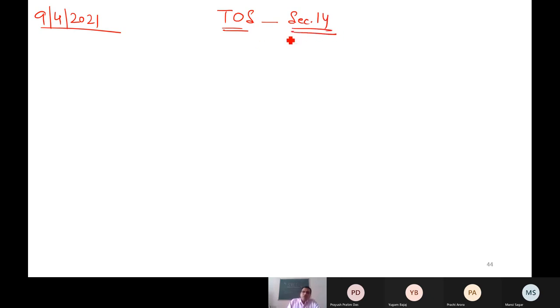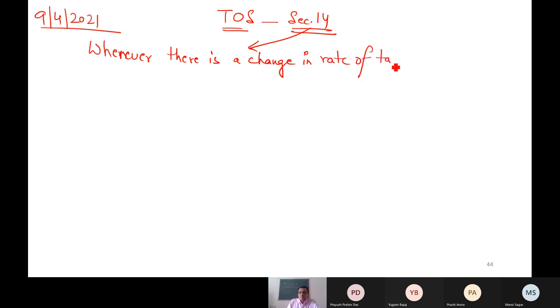So what is section 14 all about? This is applicable whenever there is a change in rate of tax, then I have to apply 14. I cannot apply section 12 and 13. Whenever there is a change in rate of tax, I have to apply section 14.